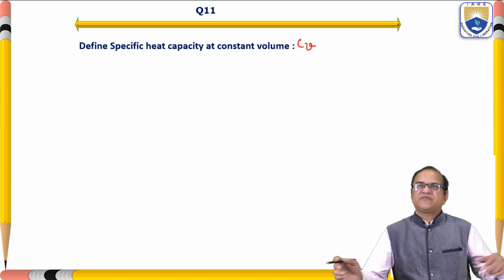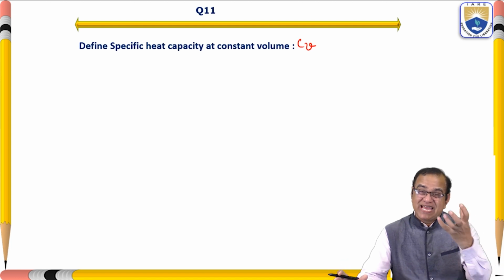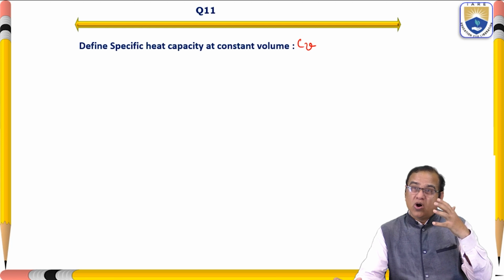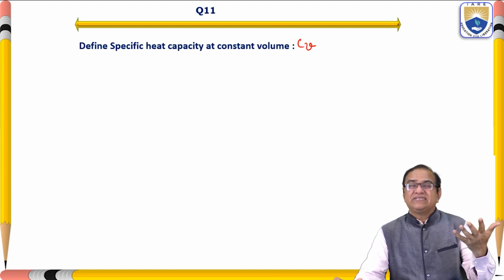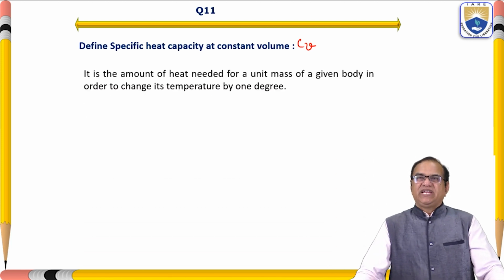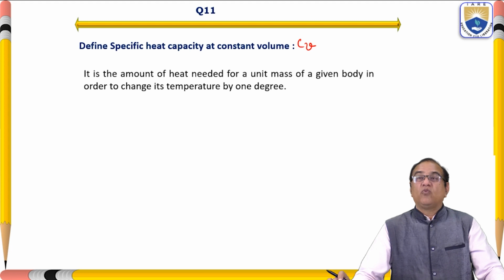So, specific heat at constant volume. The heat which it can store for 1 cubic meter for 1 degree change of the temperature. So, we can define in this way that it is the amount of heat needed for a unit mass of a given body in order to change its temperature by 1 degree.